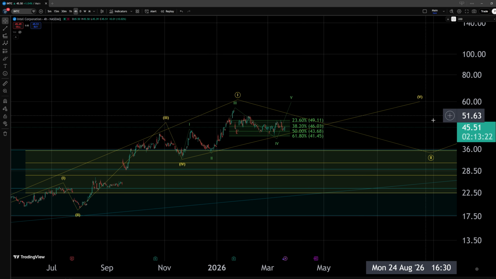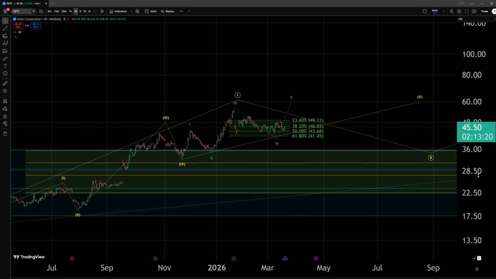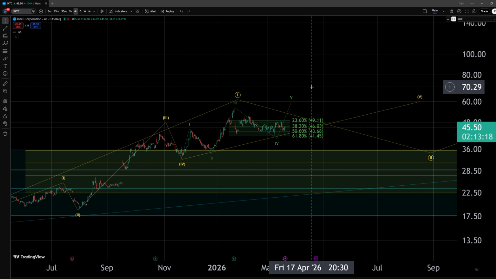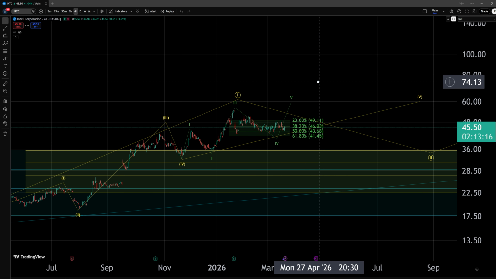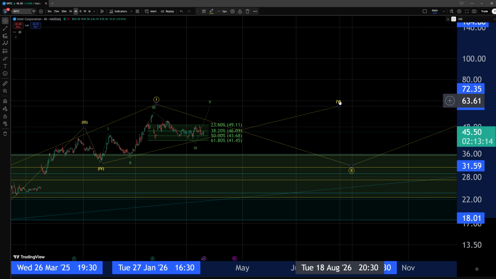Now, on the other hand, if we break below $41.4, we would be able to look with better probabilities at a wave 2 in yellow to be unfolding.